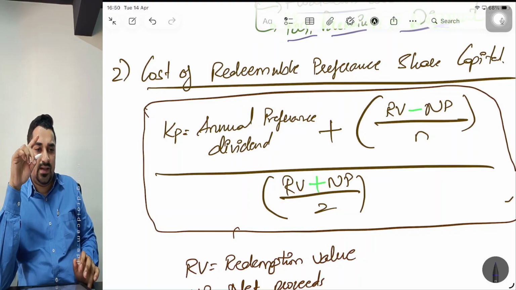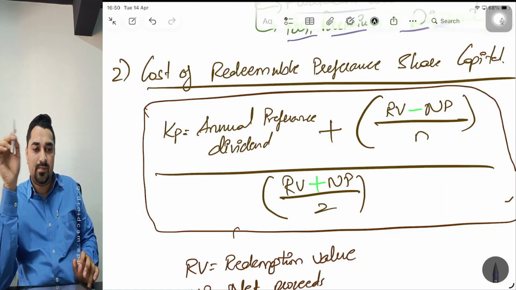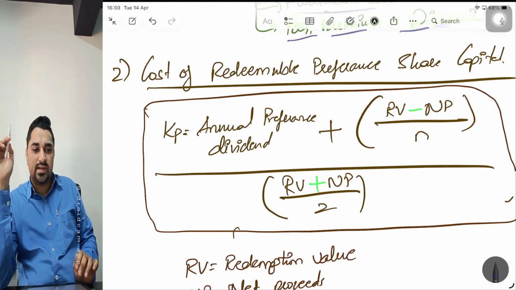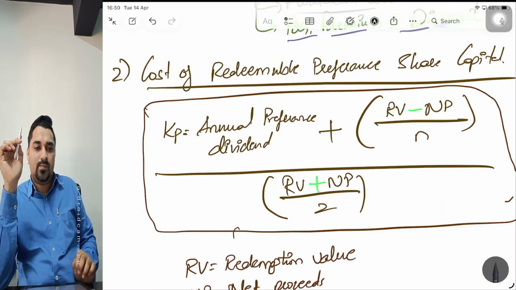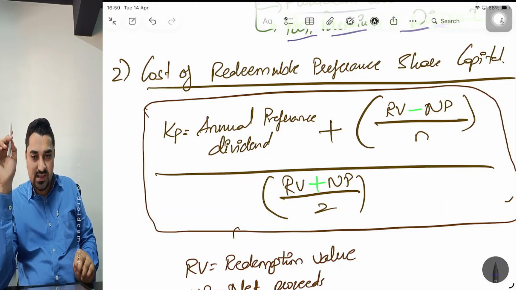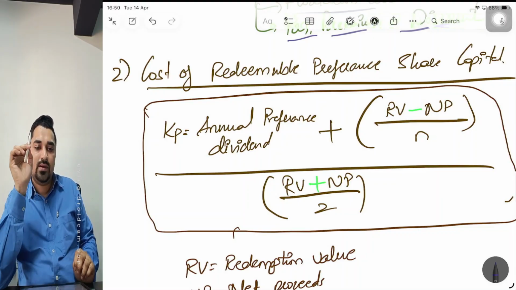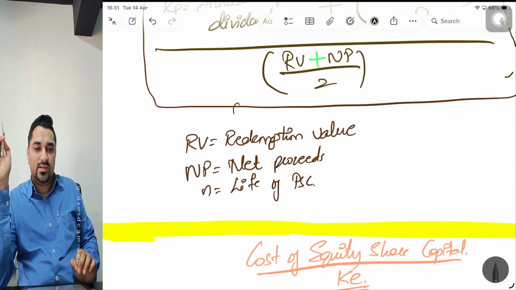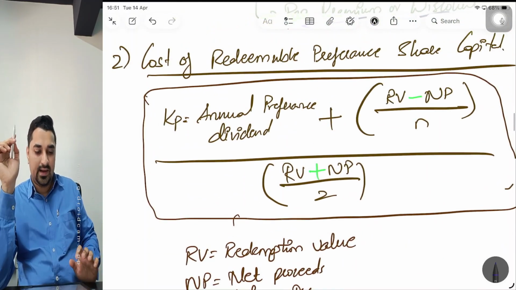Yes, there it was interest into 1 minus taxes. Here it is annual preference dividend. Again, RV and NP are exactly the same. So how do you calculate cost of redeemable preference share capital? The formula is straightforward: KP equals annual preference dividend plus (RV minus NP) divided by N, the whole divided by (RV plus NP) divided by 2. Again, RV means redemption value, NP means net proceeds, N means life of the preference capital. Hope these two things are clear, KD and KP.